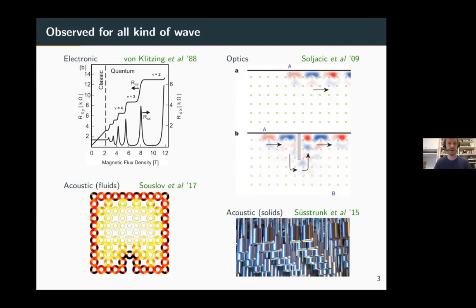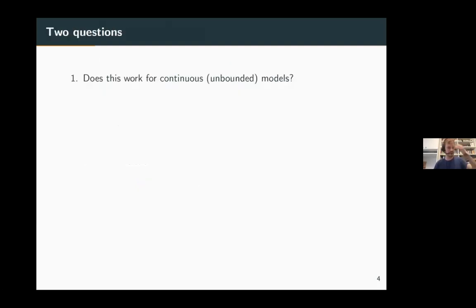There are many more. I'm not going to give a list of them. And this gives you some context. So the question I was interested in for this project is what happens for continuous models. So when we go beyond discrete models, in particular, since there is no UV cutoff, then we can have unbounded models. And the question is, do we have a bulk edge correspondence theorem for such models? And as you will see, the answer is more or less yes and no.